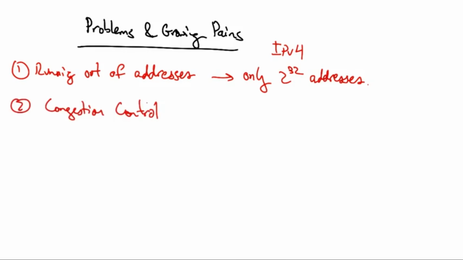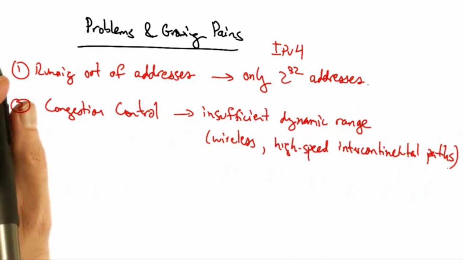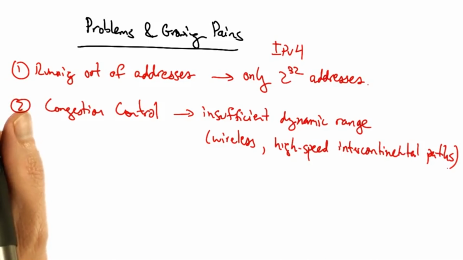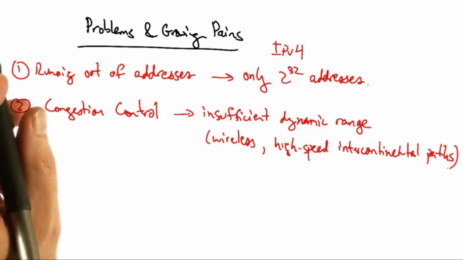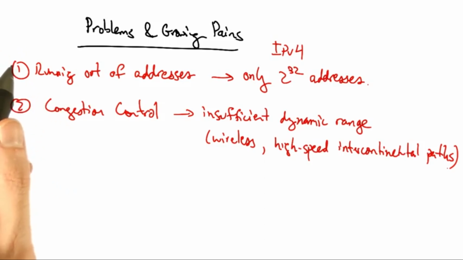Another problem is congestion control. Now, congestion control's goal is to match offered load to available capacity. But one of the problems with today's congestion control algorithms is that they have insufficient dynamic range. They don't work very well over slow and flaky wireless links, and they don't work very well over very high speed intercontinental paths. Now, some solutions exist, but change is hard, and all solutions that are deployed must interact well with one another. And deployment, in some sense, requires some amount of consensus.